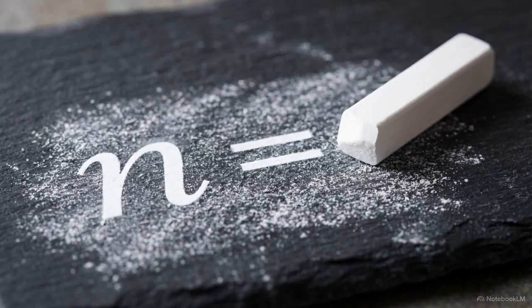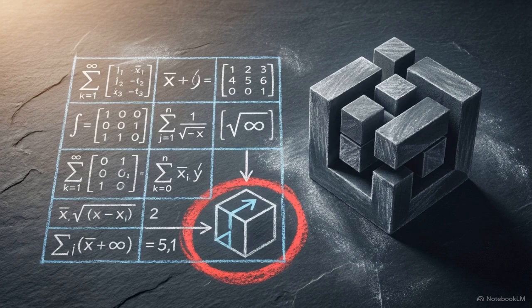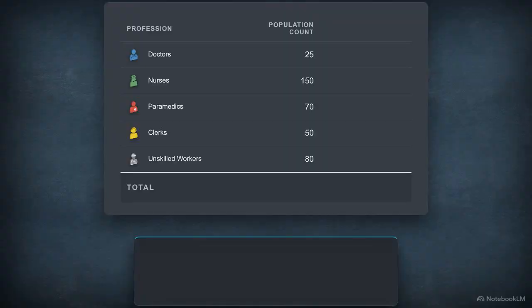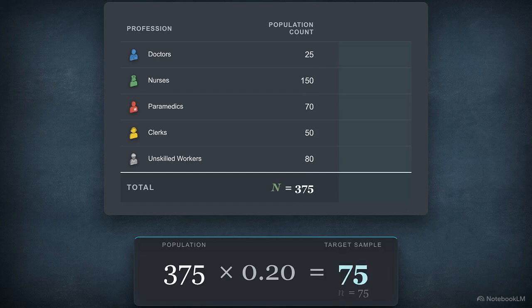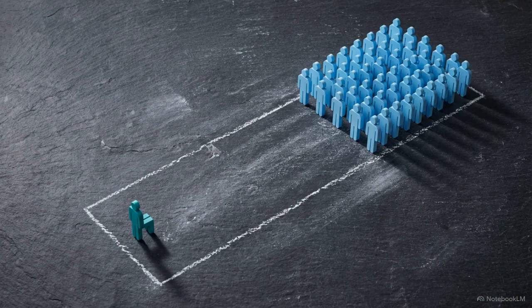Next, we determine our target sample size, or lowercase n. This is the total number of people we need to include to get statistically significant results without exceeding our budget. For this study, we'll target 20% of each group. 20% of our total population means we need exactly 75 employees for our final sample. Setting these hard mathematical boundaries first is critical. Without them, any further division will lead to skewed, unrepresentative data.